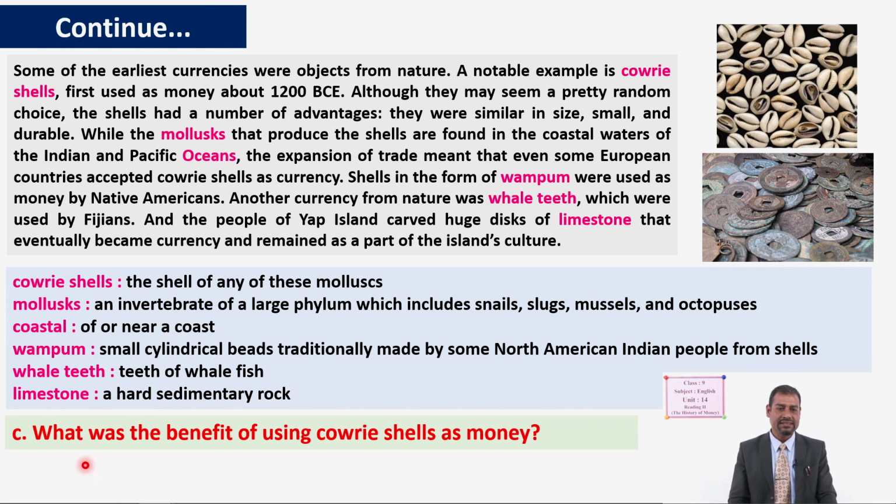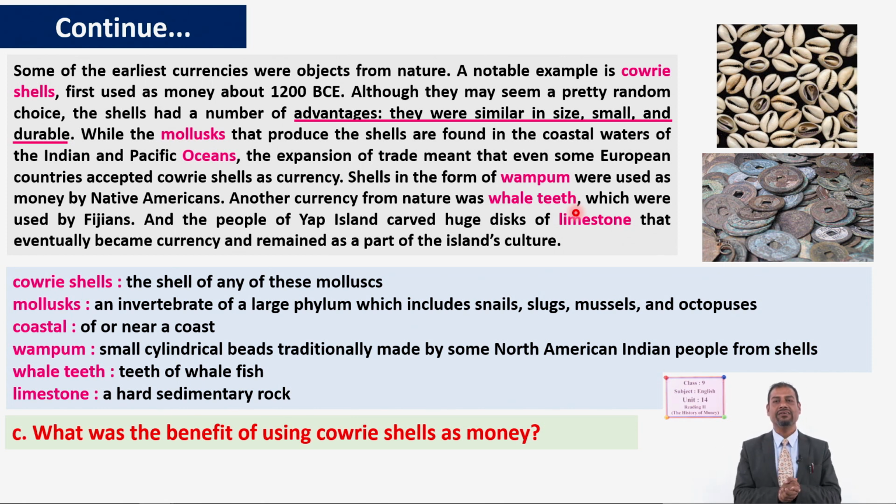Good. If so, now I have another question for you. The question is, what was the benefit of using cowrie shells as money? Now you have to find this information in the text. Where is this information? See, I have underlined here. Advantages means benefits, okay? And the cowrie shells were similar in size, small and durable. It means easy for using, so we can carry easily, and similar size. So it is easier to count, and at the same time it is not destroyed very easily. So these are the benefits of cowrie shells.